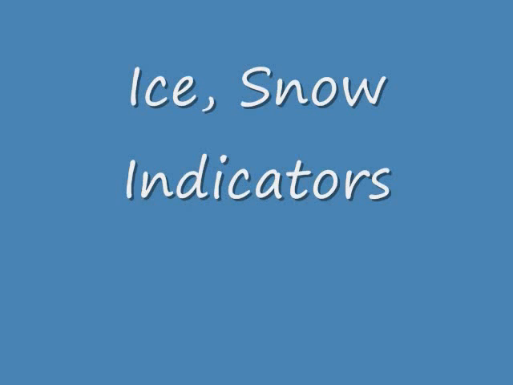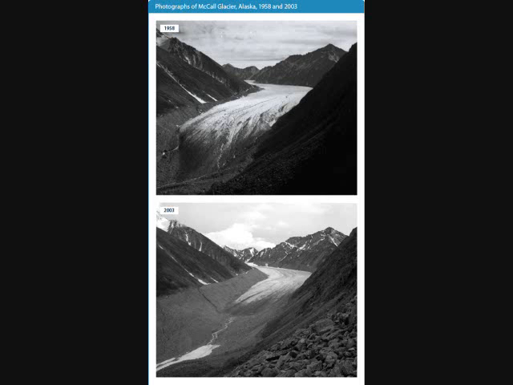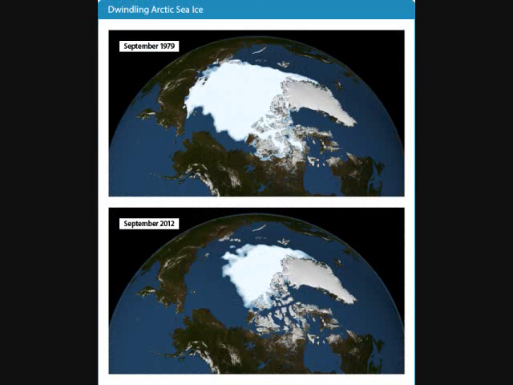Okay, this last indicator is going to be the amount of ice and snow on the planet. And here you can see this is a glacier. This is the McCall Glacier in Alaska. The top picture is from 1958. You can see there's quite a bit of snowpack or snow and ice. And then the lower picture is from 2003, and you can see a lot of the ice and snow has melted back.